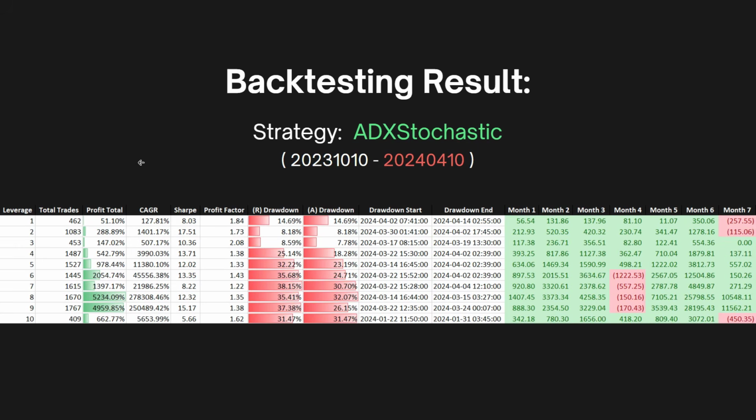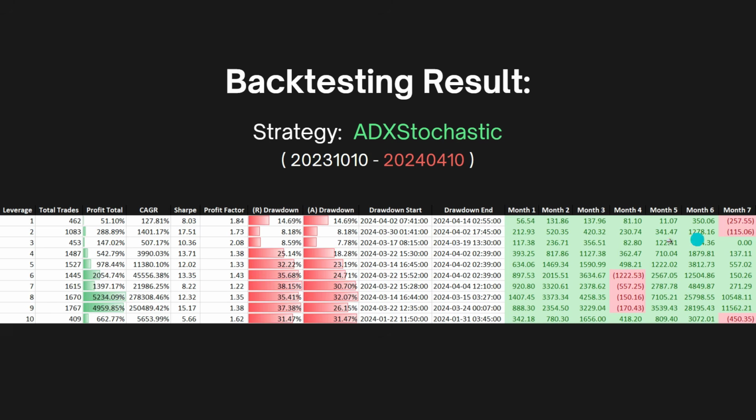Upon backtesting each leverage level with the best parameters for 6 months, here are the results. For traders seeking a low-risk profile and stable returns, using leverage of 2 seems to be a viable strategy. It resulted in a 288% profit over 6 months, coupled with an 8% drawdown. Furthermore, it boasts the highest Sharpe ratio of 17.51. We observed that most months turned out to be profitable, making this a potentially stable and reliable strategy.